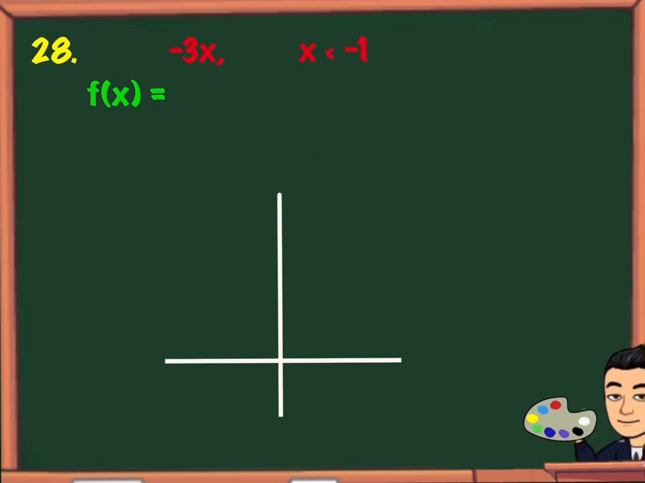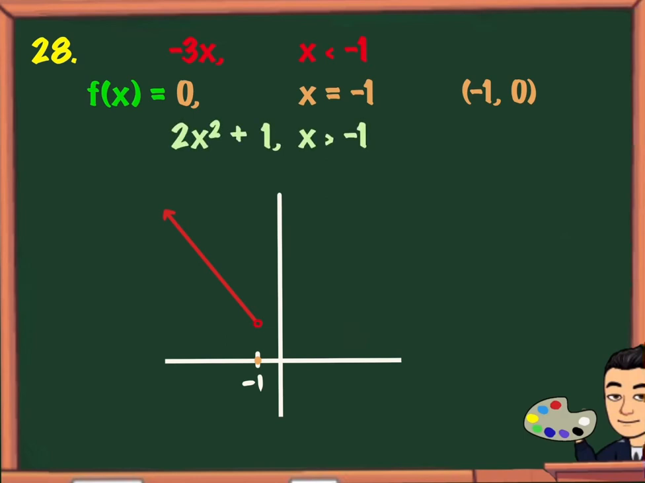So let's focus on negative 3x. If you're graphing negative 3x, this is how it looks like. We're going to put an open circle where x equals negative 1. For f of x equals 0, where x equals negative 1, this is basically saying that you have a point at negative 1 comma 0. Let's just go ahead and plot a point at negative 1 comma 0.